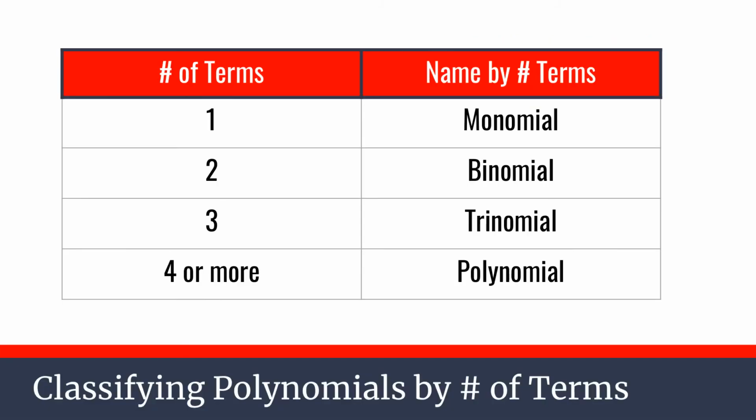So the way that we're going to name our polynomials by terms is by counting the number of terms there are and then using the corresponding vocabulary word. If there's 1 term, it's going to be considered a monomial. 2 terms is a binomial. 3 terms is a trinomial. And 4 or more terms we just consider to be a general polynomial.